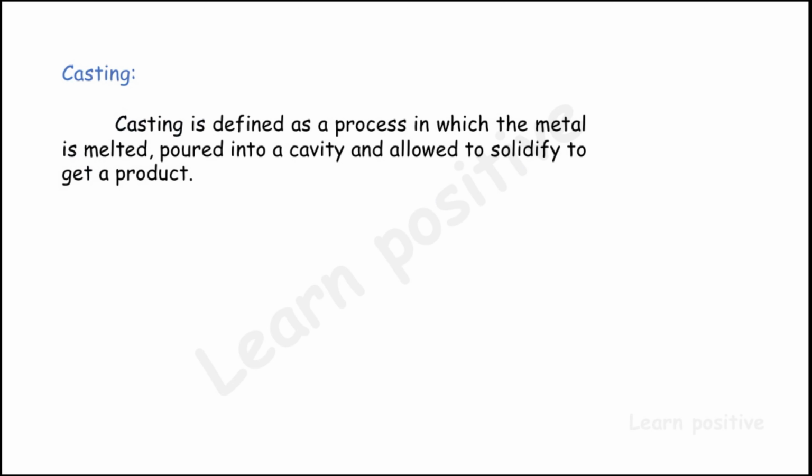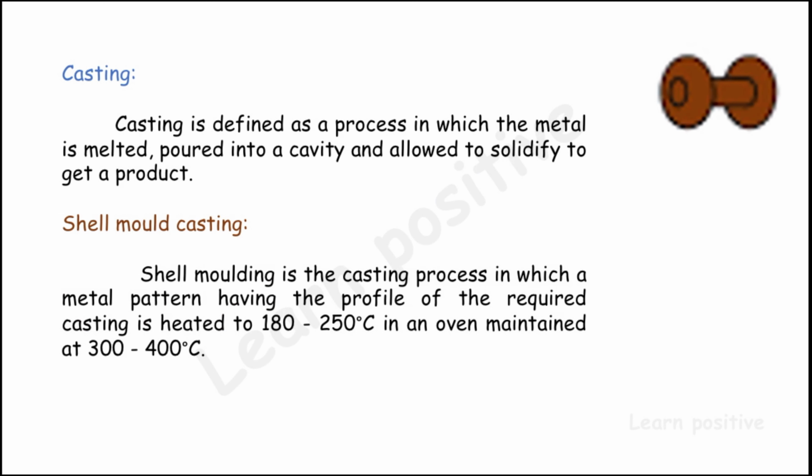Topic is casting. So what is casting? Casting is defined as the process in which the metal is melted, poured into a cavity and allowed to solidify to get a final product. And in casting we are going to see two types of casting. One, shell molding casting, and second one is investment molding casting. First one is shell molding casting.